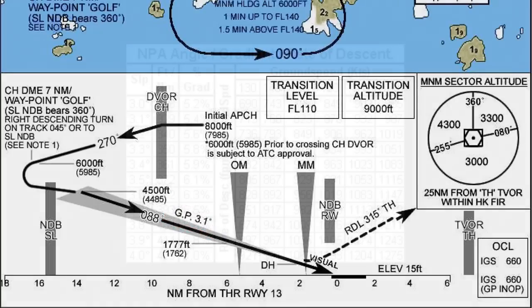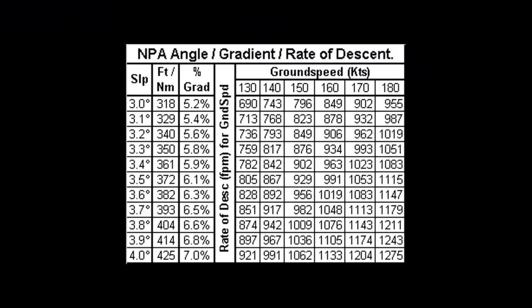be. If we look at a rate of descent cheat sheet, we can see that for our 3.1 degree glide slope and a ground speed of 165 to 175 knots, our rate of descent needs to be around 950 feet per minute to maintain the glide slope needle centered. So once we turn to intercept the localizer and we intercept the glide slope, we'll put our plane in a 950 foot per minute descent.